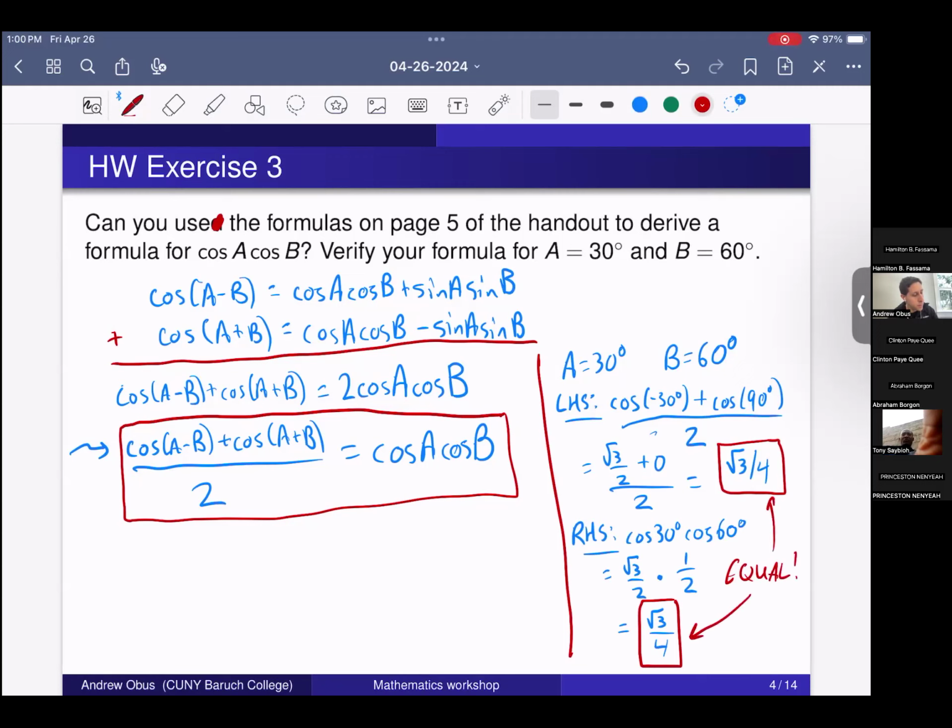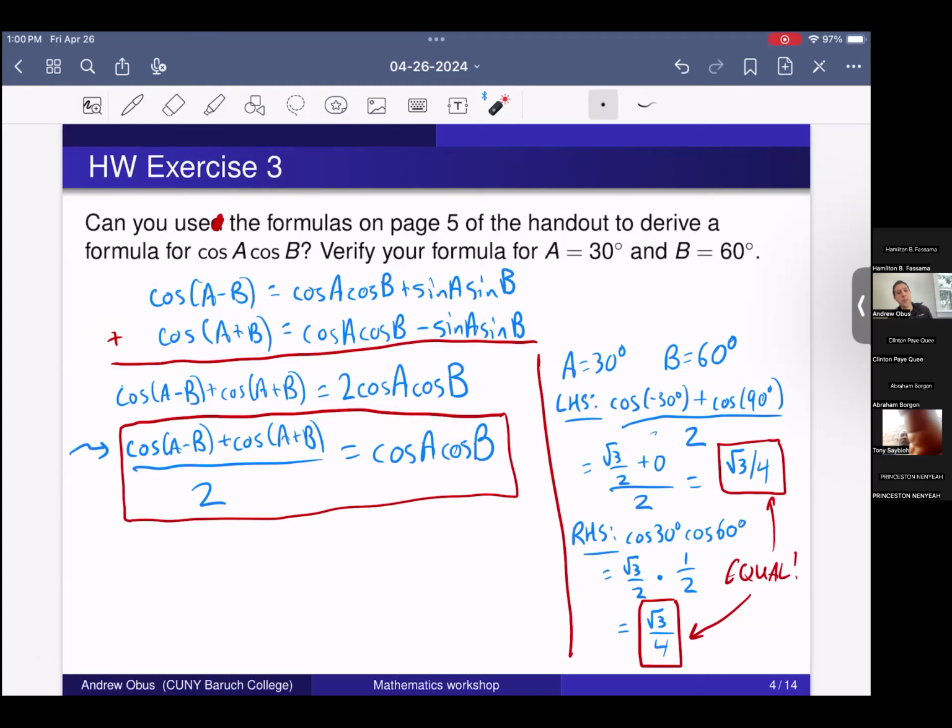Right. So we've verified the identity for these two angles. Again, probably not one that you need to memorize, but good to know that you can derive this. And just like we did it for cosine A cosine B, you can also do it similarly for sine A sine B. You just have to subtract these instead of adding these, right? If we subtract, the cosines will cancel out and we'll be left with 2 sine A sine B if we subtract the bottom one from the top.